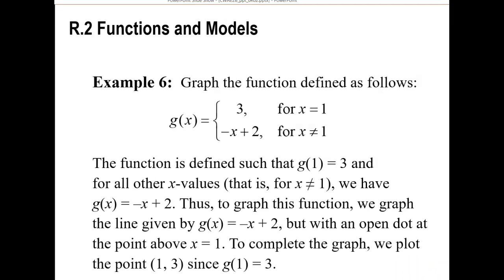All right, so to graph this function, we're going to basically graph this. This would be the graph of a line with a y-intercept of 2 and a slope of negative 1. But there'll be an open dot above the value of x equals 1 because we're not including the x value of 1. So to complete the graph, we plot the point at (1, 3), because this says if x is 1, y is 3, at that open dot.